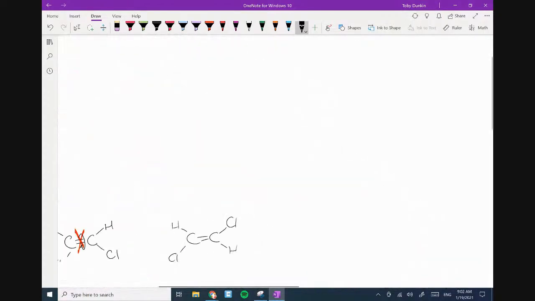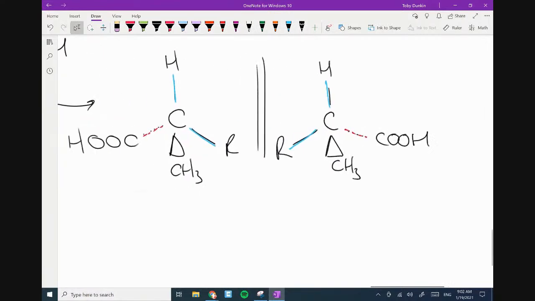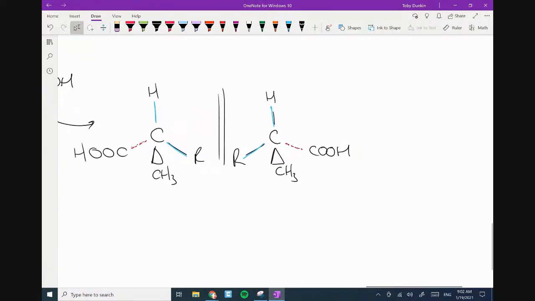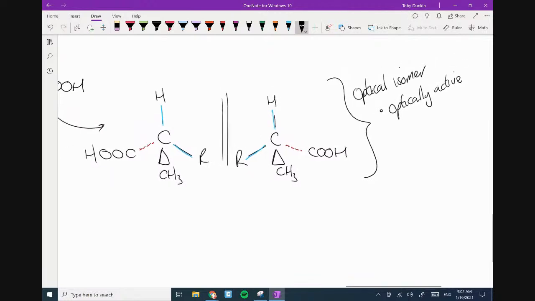Okay, so I'm going to do optical isomerism next lesson. So these are now optical isomers. They are going to be described as optical isomers. They will be optically active. I will explain that next lesson. We will do the pointless test.